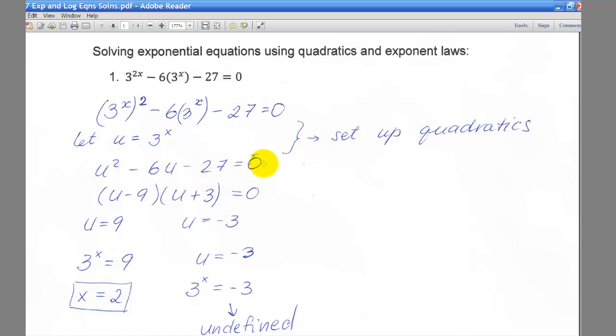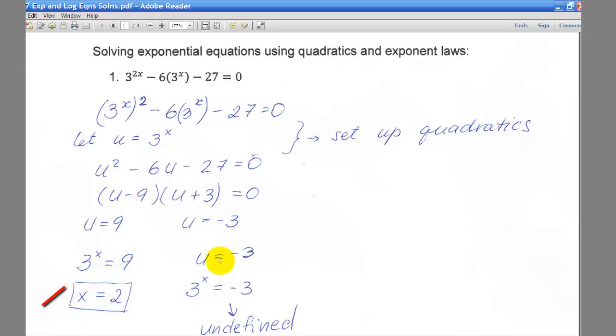From here, it's easy because it looks like a simple quadratic equation now, and we can factor the equation and find our roots. So here we have (u minus 9) times (u plus 3) equals 0. u equals 9, but remember u was representing 3 to the power of x, so now I'm substituting it back in, and I'm going to get 3 to the power of x equals 9. Which exponent do I need to raise 3 to get 9? Exponent 2.